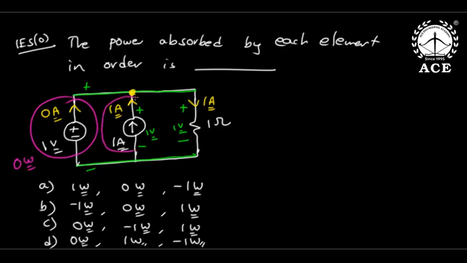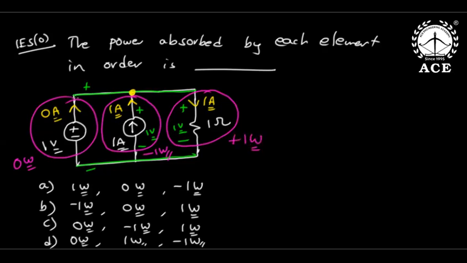Now this is a source. Clearly this is a source, and a source will not absorb, so power absorbed is negative, minus 1 watt. This is source, so power absorbed is negative. But this is a sink. 1 ohm is a sink, so power absorbed is positive 1 watt.